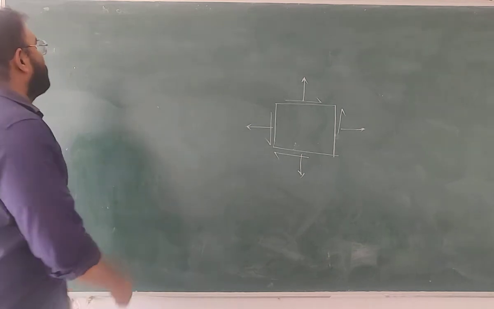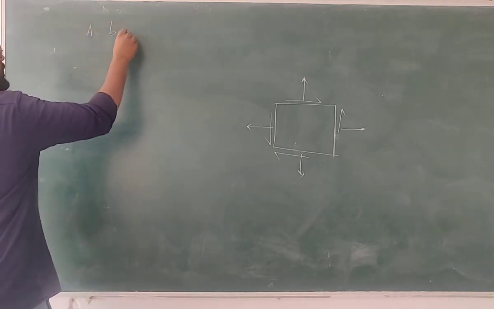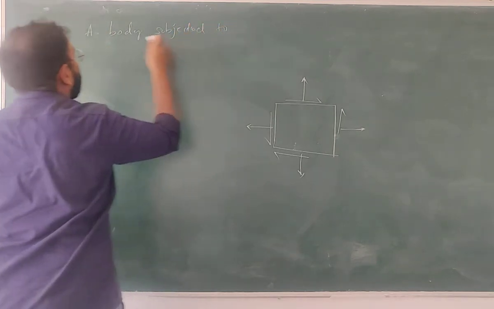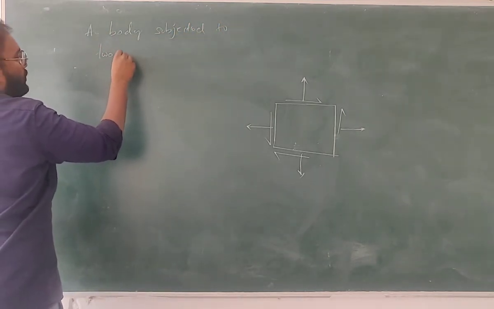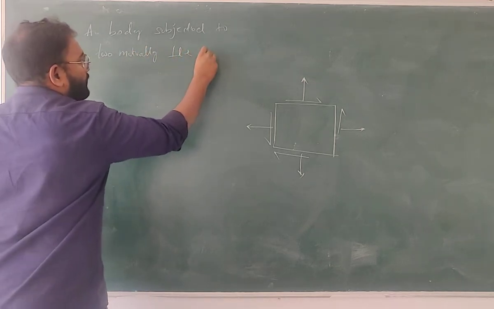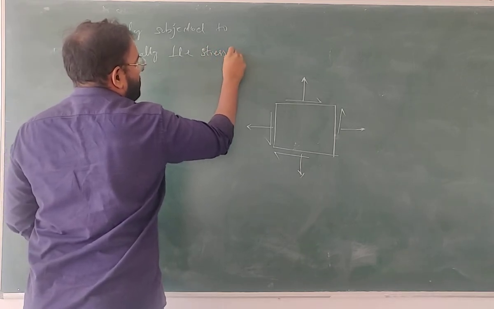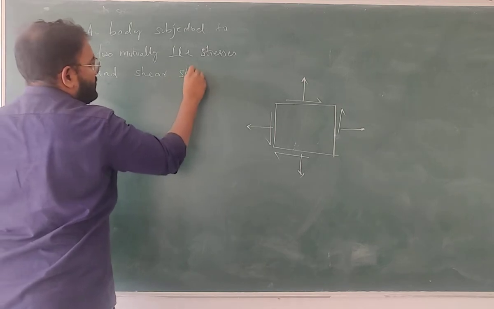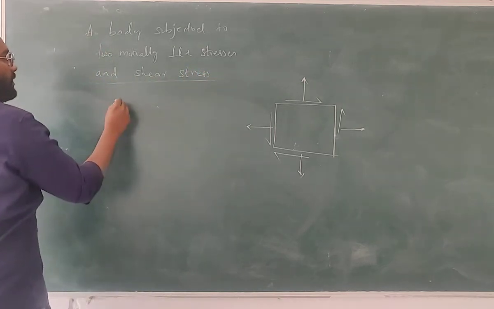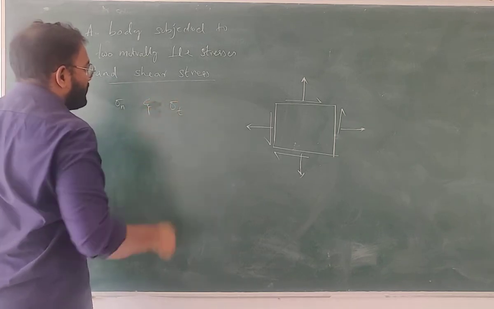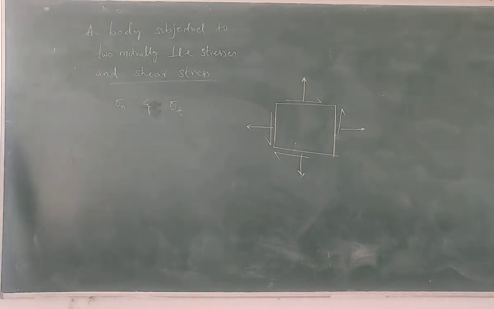So, a body subjected to mutually perpendicular stresses and shear stress. We'll derive the equation for sigma n and sigma t. What is sigma n? Sigma n is a normal stress, and sigma t is a tangential stress or shear stress.